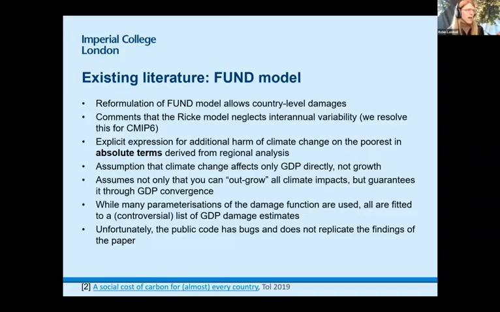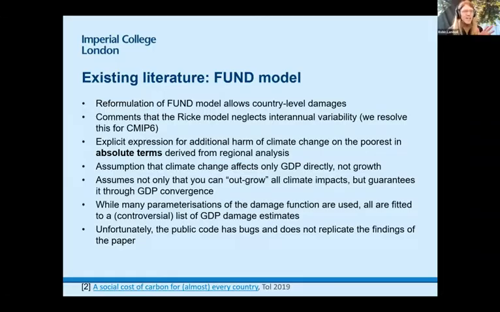It assumes also that climate change affects only GDP directly, not the rate of growth. And in addition to this, you have the convergence of different economies to a common rate of growth, which essentially guarantees that all countries will end up growing quite significantly if they are poor. There are several different damage functions used in this, but all of them are really only taken as a functional form, and then they're fitted to Toll's list of GDP damage estimates, which is a slight update of the 2014 paper, which is, to put it very mildly, controversial.